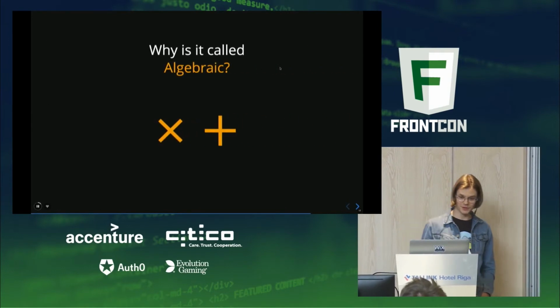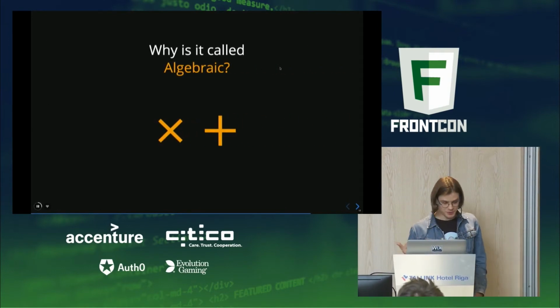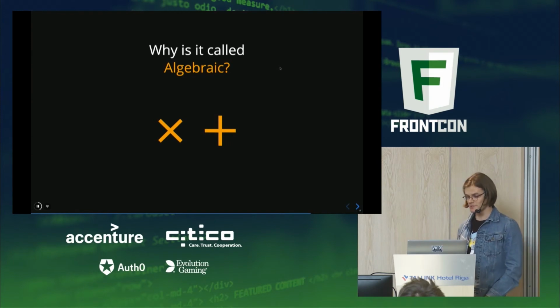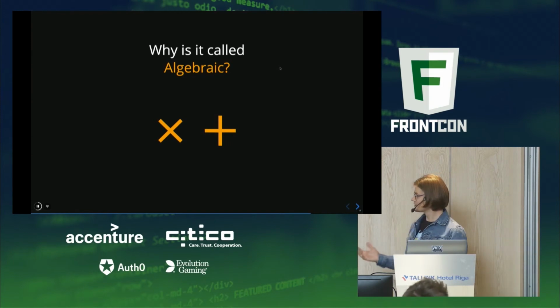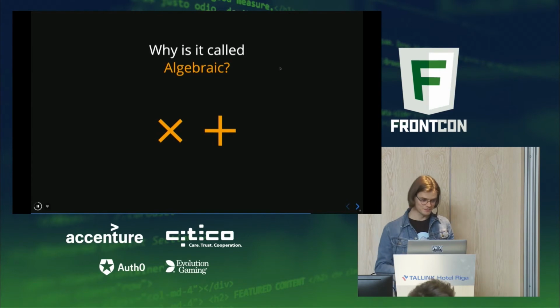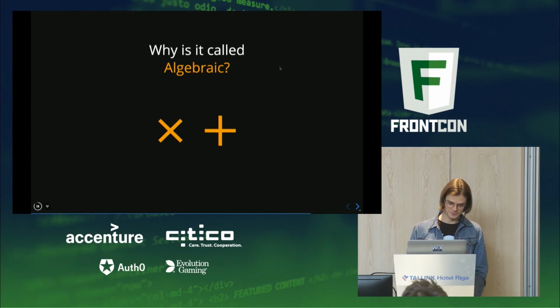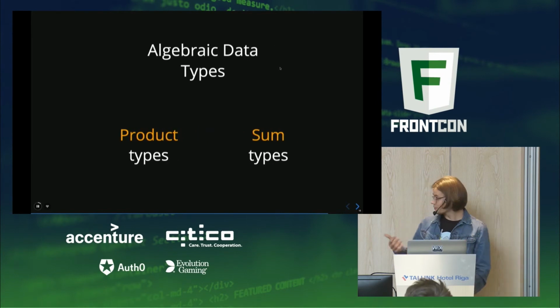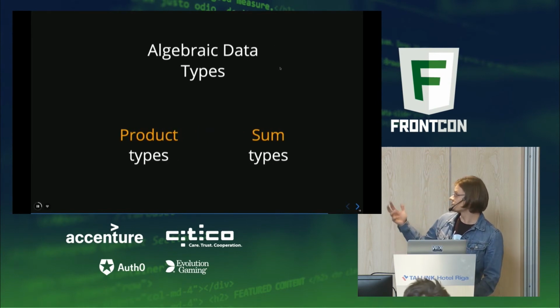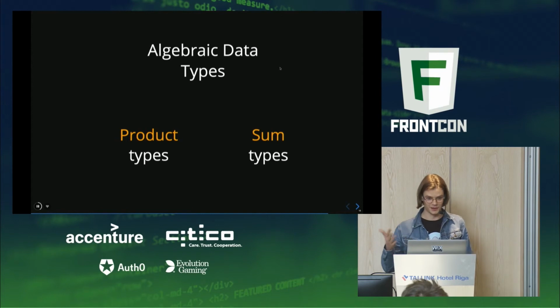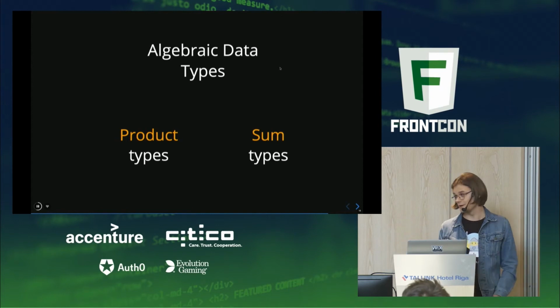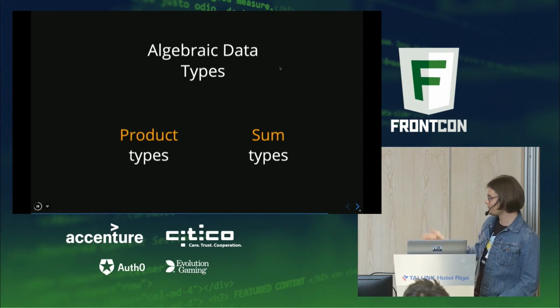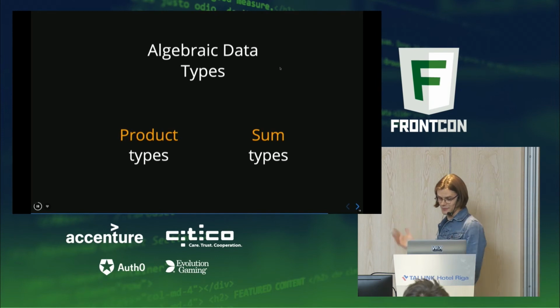Why is it called algebraic? Simply because algebraic operations such as multiplication and addition are used to compose these types. And going back to one of the first slides, we see that the definition for ADTs itself is an algebraic data type, right? It is either a product or a sum, meaning that it is a sum type.